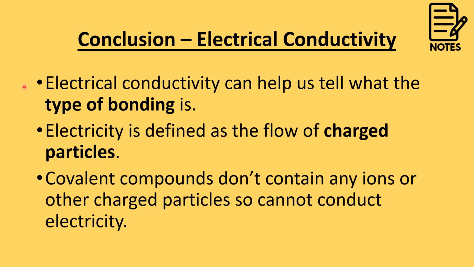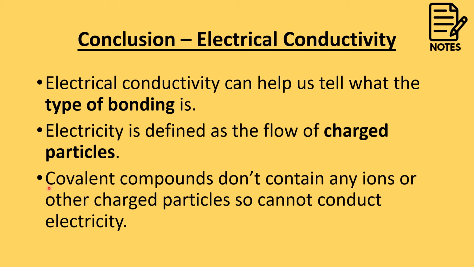So to understand a little bit more about why this helps us tell the type of bonding, we've got these two bullet points here. So the first one is that electricity is defined as a flow of charged particles. So we need to understand what electricity is. If you've got anything that's charged, proton or electron, or a positive or a negative ion, if they can move, that movement of the charged particles is what we call electricity.